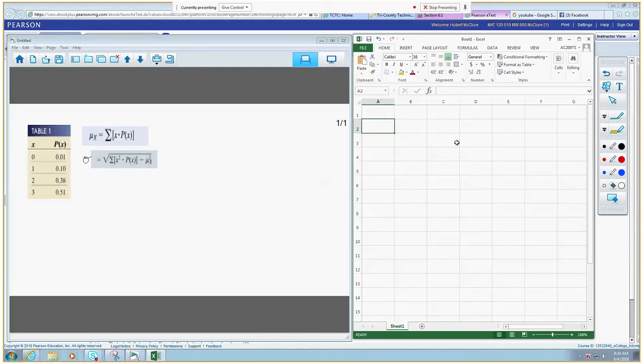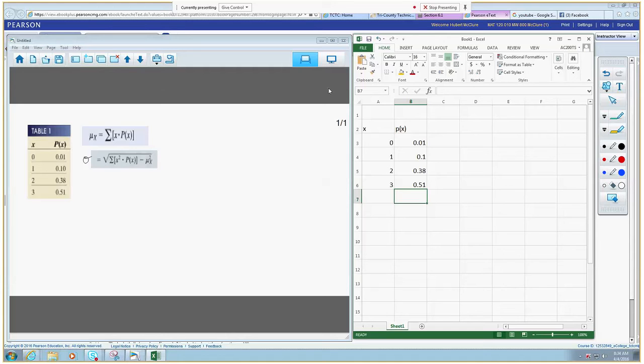So x: 0, 1, 2, 3. And then p of x is going to be 0.01, 0.10, 0.38, and 0.51. Now I've already mentally checked to make sure that it's equal to 1. I think it is. But just to check.